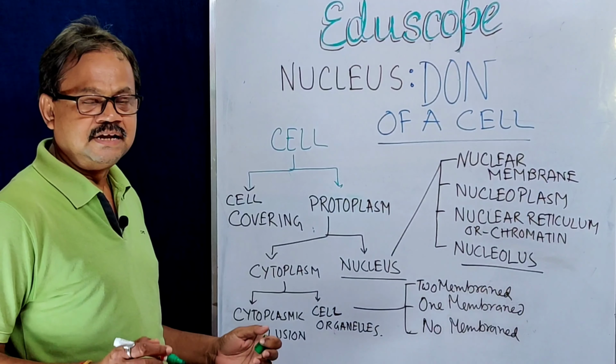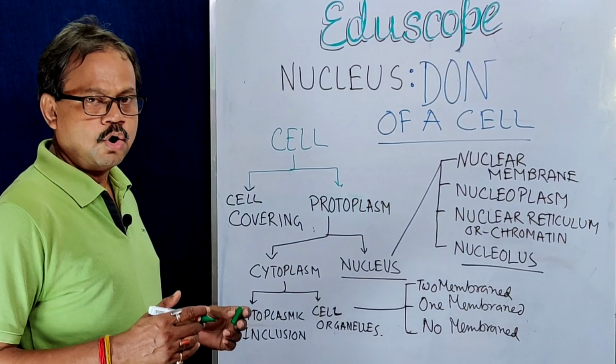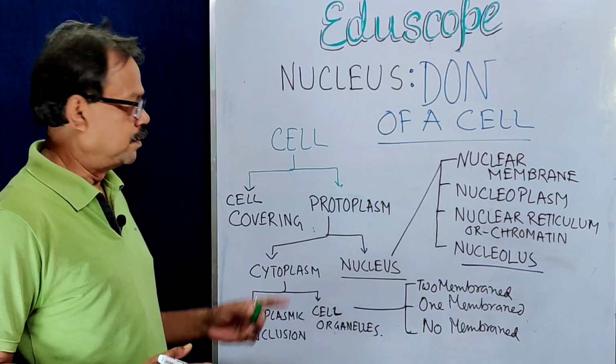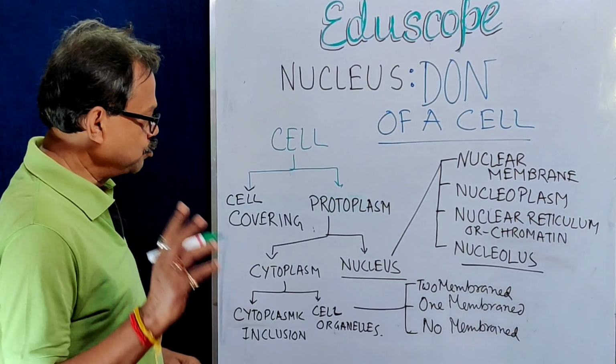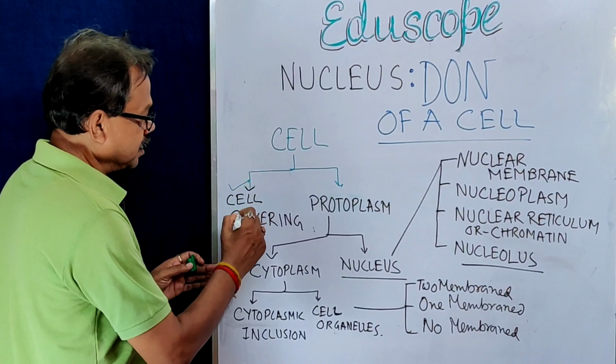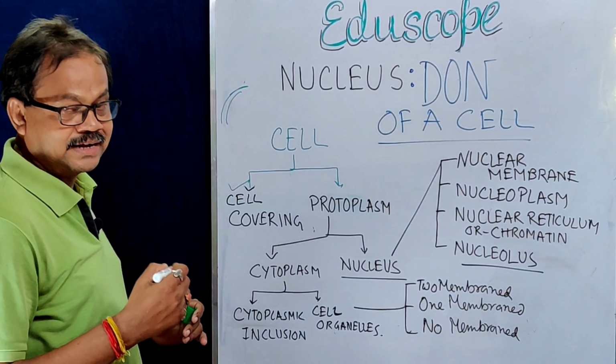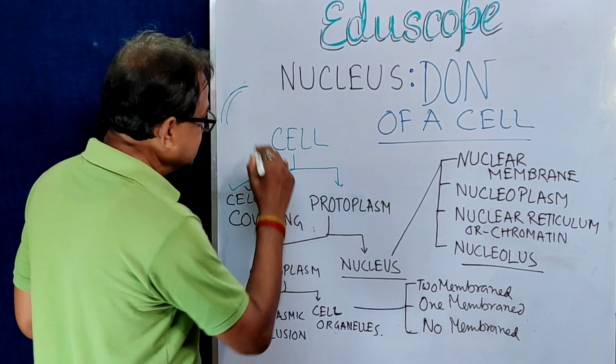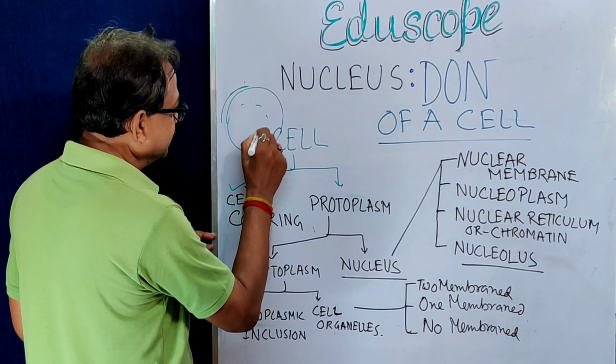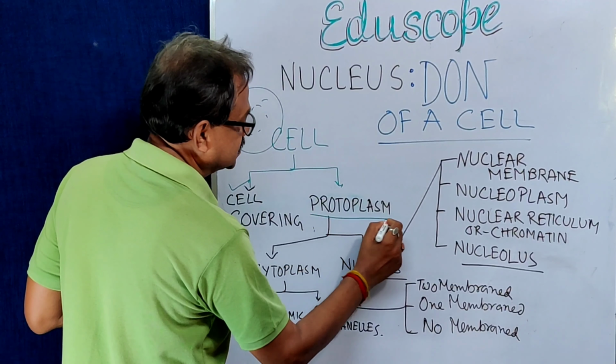Cell is a structural and functional unit of life. All living organisms' bodies are made up of cells. Cells have two parts. One is the cell covering, meaning the covering outside. There are two portions, maybe cell membrane and cell wall. And inside the cell, there is a portion called protoplasm.